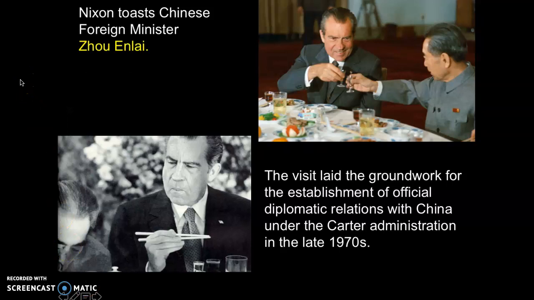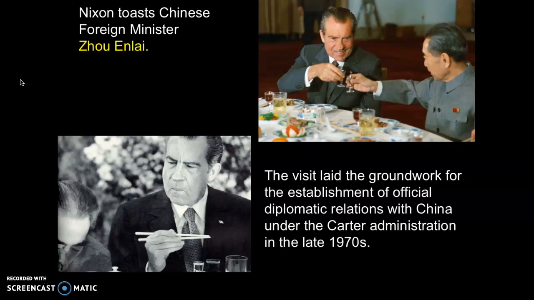Here you see Nixon toasting Chinese Foreign Minister Zhou Enlai, and the other photograph, Nixon using chopsticks, which he practiced for weeks and weeks before making this visit, so he would be dexterous in using them. But this visit was highly successful. It had its stressful moments. It had its comic moments.